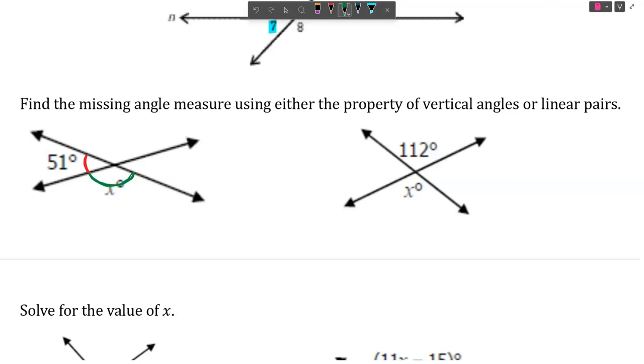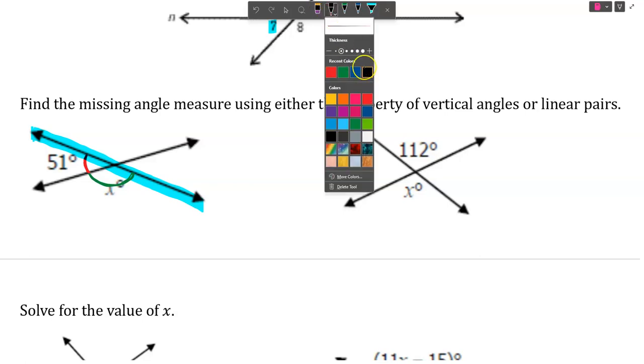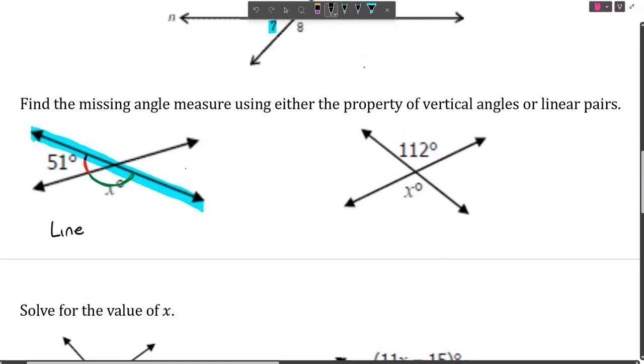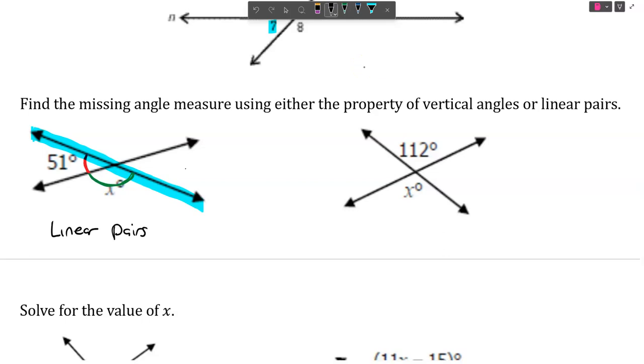And what you should hopefully see here, and I'll bring my highlighter in to emphasize this, is that those two angles form a straight line. So those two angles together form a straight line, a straight angle, which tells me it has to add to 180. These are an example of linear pairs. And in order to figure out their measures, we're going to subtract 51 from 180, since the total is 180. And that's going to give us a total here of 129. So X in this first example is equal to 129 degrees.